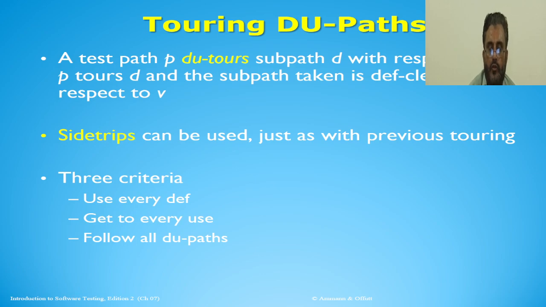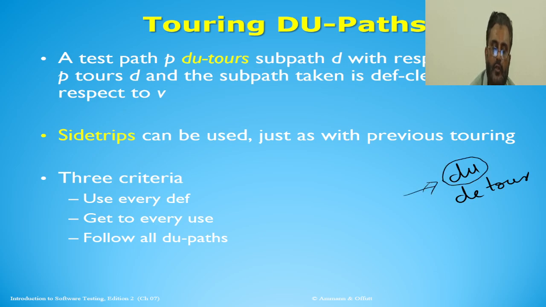So now, du-paths. This is not the same as the definition of detour or d. This is a bit different. Now we are using the word "du". It's not d, which we studied earlier in the context of control flow graphs. When we talk about du-tour or du-paths, it means def-use. We are considering the def-uses of variables. So a test path, again the definition will remain the same for the test path.